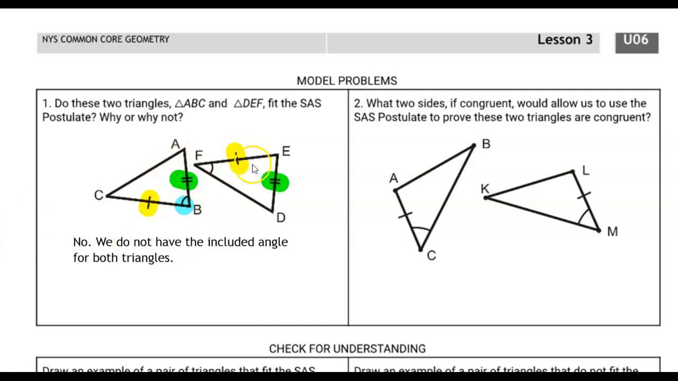All right, hopefully that makes sense. Let's take a look at question number 2. What two sides, if congruent, would allow us to use the SAS postulate to prove these two triangles are congruent?